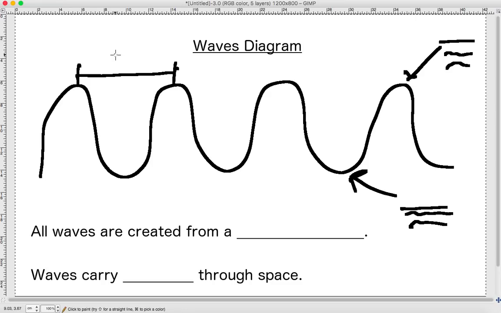So I'm not going to write the whole word. I'll write the symbol for wavelength. And we want to write the measurement. So here this goes up to about 6 centimeters where this line starts. And over here it goes to about 14 centimeters. So 14 minus 6 is 8. So this distance is about 8 centimeters.